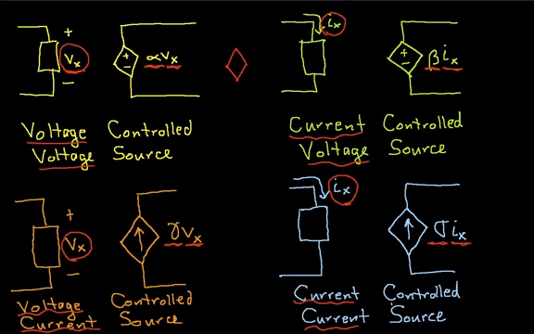So again, the controlled source models are used primarily when you're dealing with amplifiers and transistor modeling and such. They're very useful there. They introduce some interesting complications into circuit analysis, which we'll talk about when we get to those sorts of circuits in later videos.